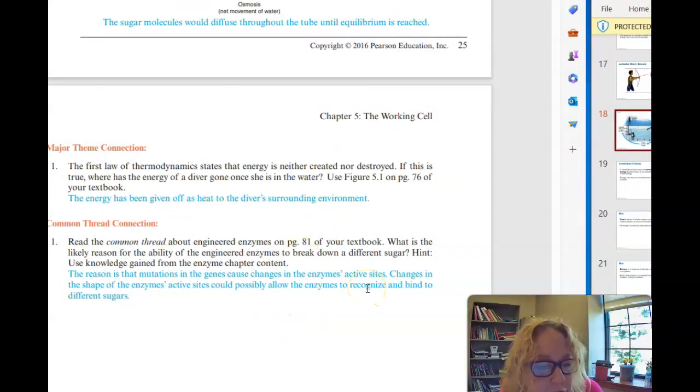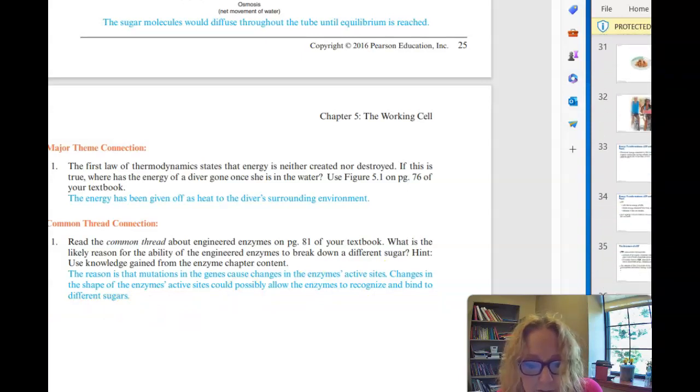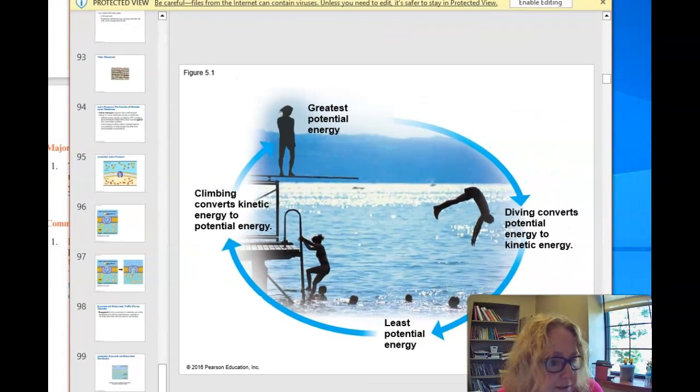So essentially, this, remember, started with, can we engineer enzymes? What is the likely reason for the ability of engineered enzymes to break down different sugars? The reason is that mutations in the gene cause change in the enzyme's active sites. Changes in the shape of the active sites could possibly allow the enzyme to recognize and bind to different sugars. So that's how we're genetically engineering enzymes. And I think we do have some phagocytosis that I don't think I got to, so I can show you that real quick, and then we can be done.